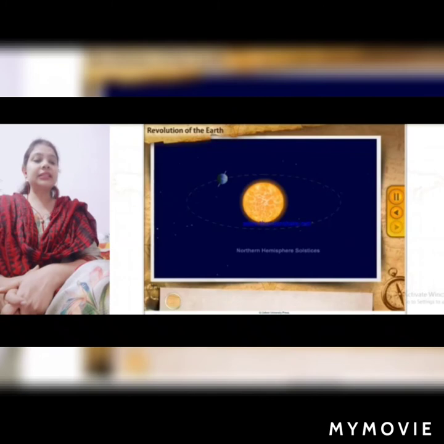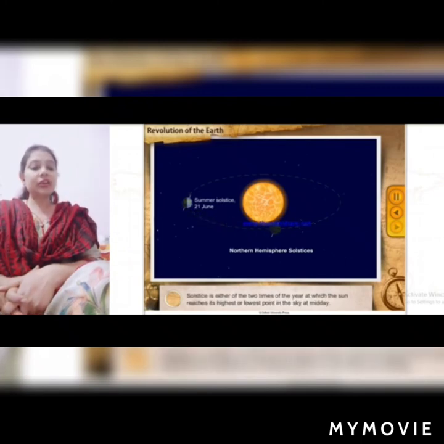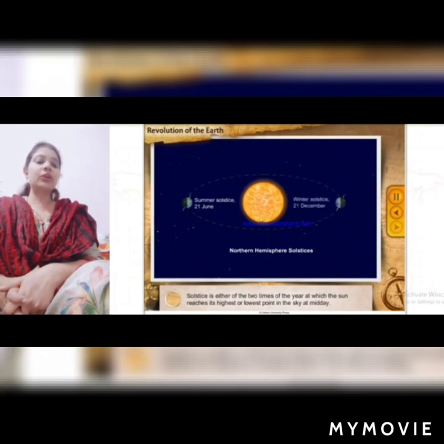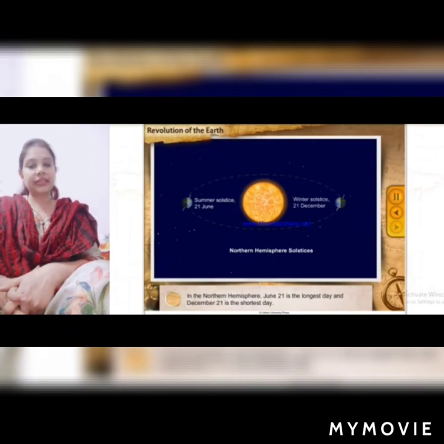Sol means the Sun. Solstice means the standing still of the Sun. Solstice is either of two times of the year at which the Sun reaches its highest or lowest point in the sky at midday. In the northern hemisphere, June 21st is the longest day and December 21st is the shortest day.